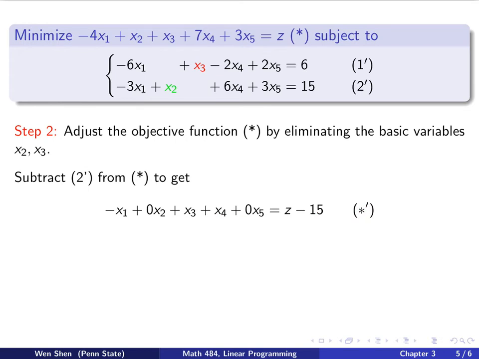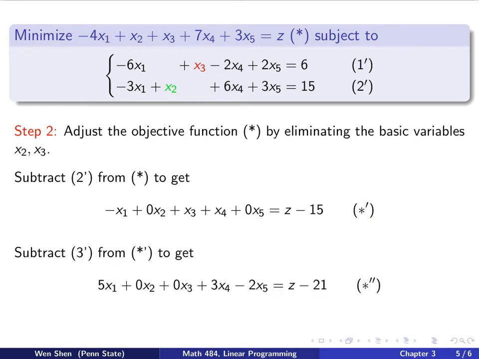Once you have seen how this step works, you could adopt the same idea and get rid of x3 in here. Okay, let's look at it. Now we want to remove x3 in this equation star prime. Then we can utilize equation 1 prime, which has an x3 here. We can multiply this by -1 and then add on top of that.